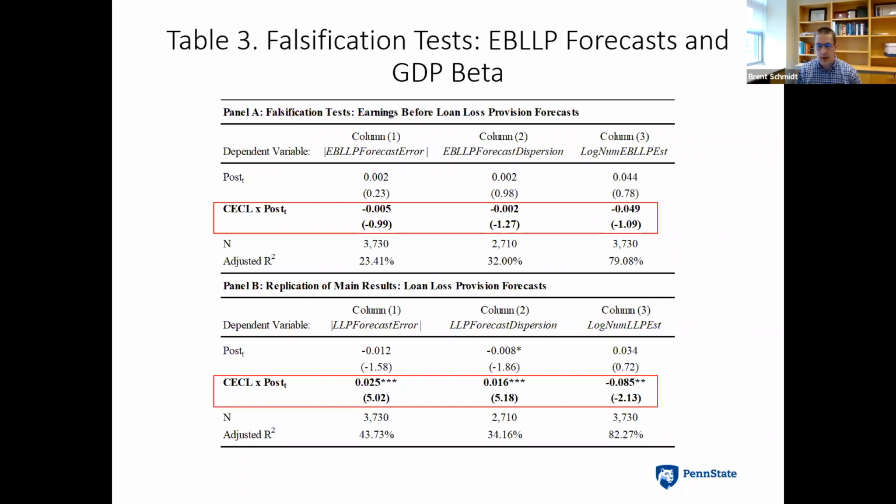Your first point, to go back to that, was that maybe with this falsification test, the pandemic does not actually affect earnings before loan loss provision, at least to the same extent as it would loan losses.